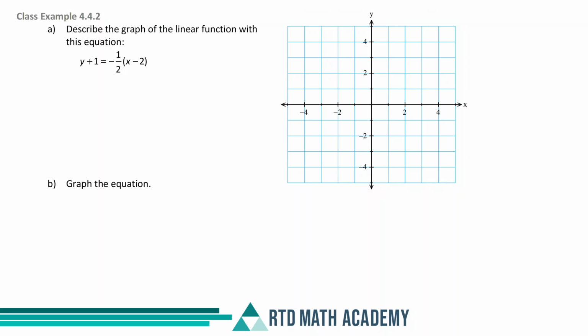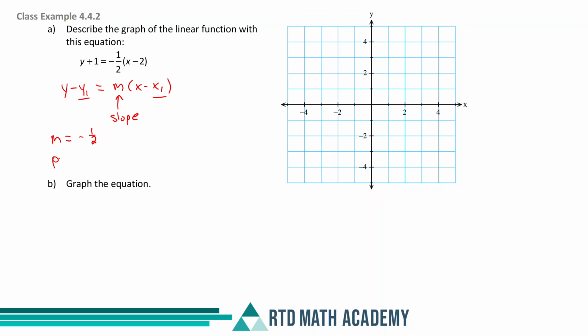All right, so what do we know about it? Well, here's our equation in point slope form: y minus y1 is equal to m times x minus x1. If you remember, this m is our slope, and this y1 and this x1 correspond to a point on the graph. So first, let's do the slope. We know the slope is equal to negative 1/2.